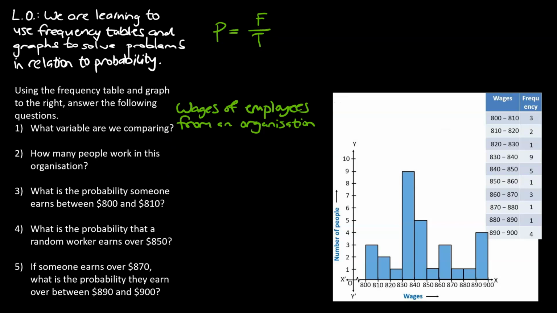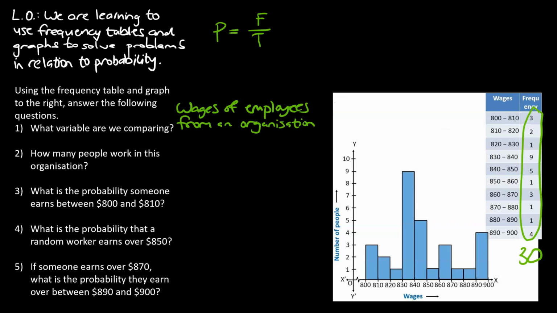So how can we find a total for each of these? So my first step would be, if you're dealing with a frequency table, you're merely just going to add all of those up. So you've got 3 plus 2 plus 1 plus 9 plus 5 plus 1 plus 3 plus 1 plus 1 plus 4. If you add all of those people up, you get to 30.